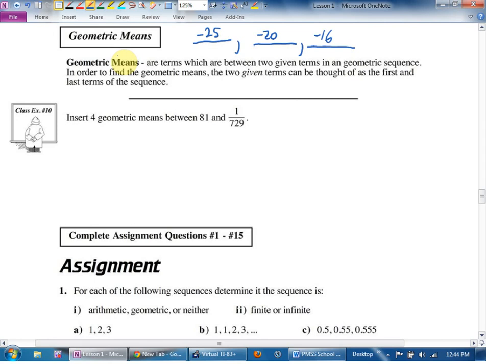Here's what this means. Starting with 81 and ending at 1 over 729, you know how many numbers they want us to put between them? Four. They want us to do 1, 2, 3, 4, and end at 1 over 729. That's inserting four geometric means. What if they said three geometric means, three numbers?